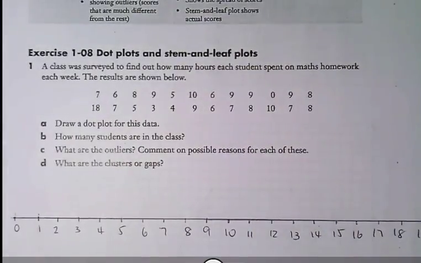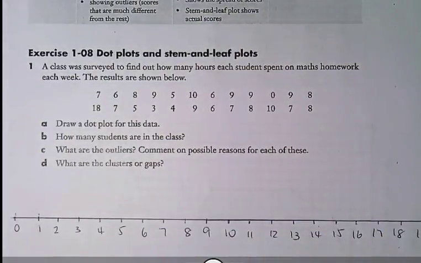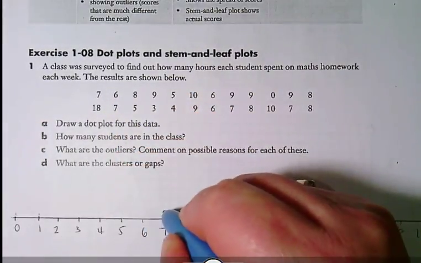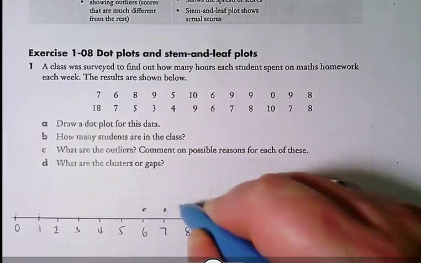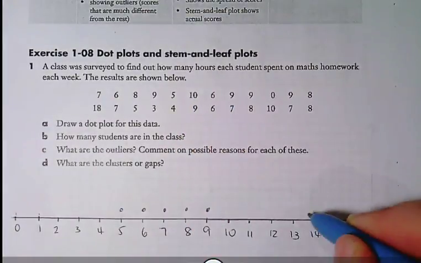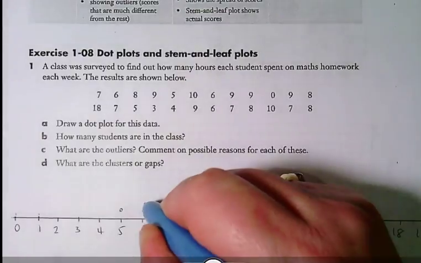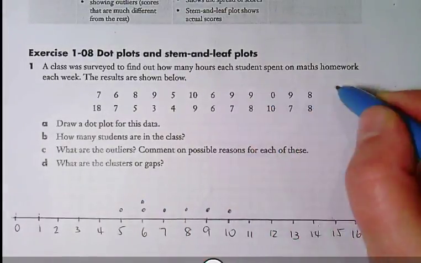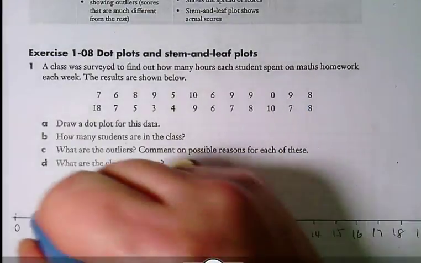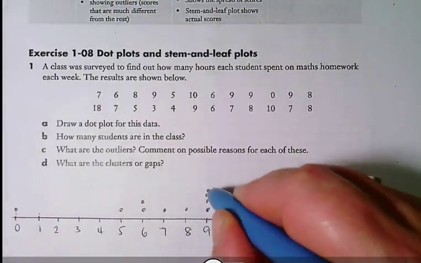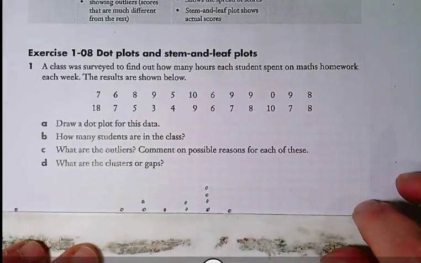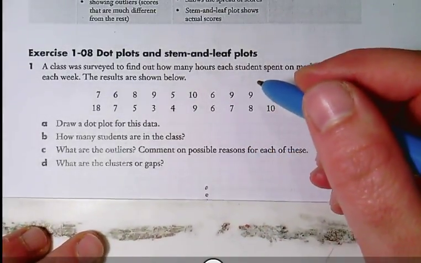Okay, so the thing is, I just hope I've left enough room here. If we just look here, we've got 7, 6, 8, 9, 5. We've got 10. We've got another 6. We've got 2 9s again. We've got 0, 9, and 8. So we've got a 0, we've got a 9, and we've got an 8. Now what you've got to do is make sure that your first line of dots are all straight and your second line of dots, etc.